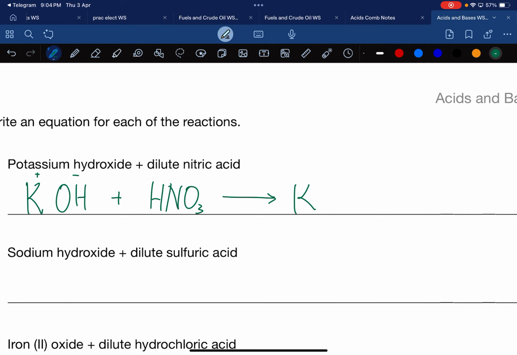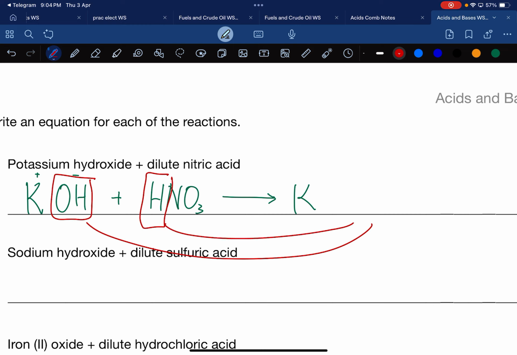KNO3. Water has 2 H's, right? So you take this one and this one out of the equation, then you form water, right? Then who are you left with? KNO3. This is an easy example because K is 1 plus and nitrate is 1 minus, so they just balance out nicely.